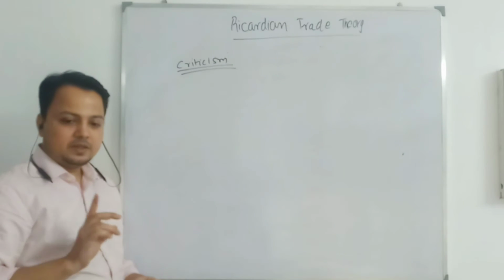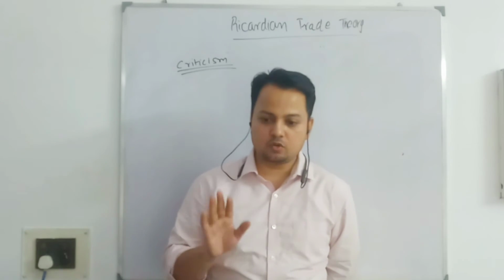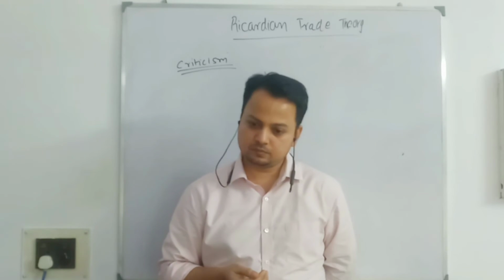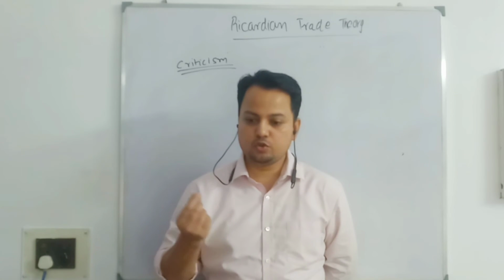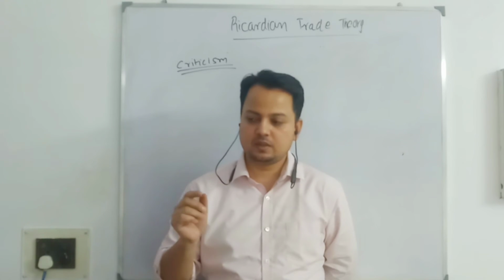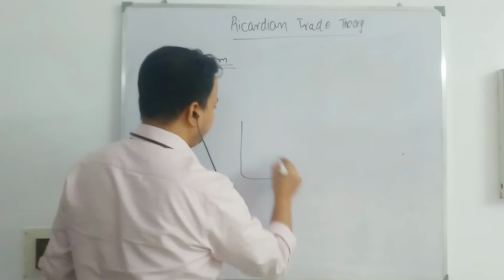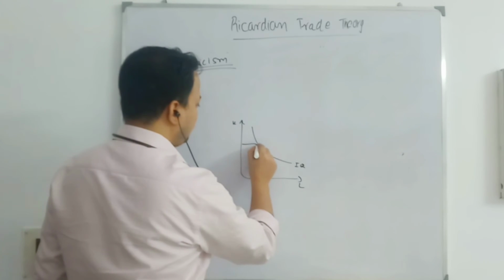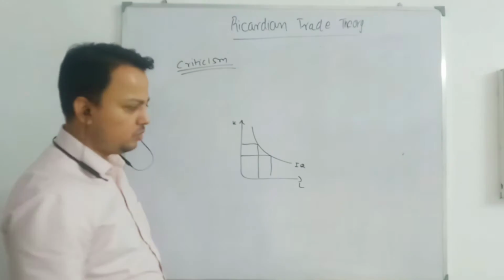It is saying that there is only one factor of production, labor. Second criticism is that labor is homogeneous. But labor is not homogeneous, it is heterogeneous. The quality of labor differs. And one of the assumptions we have taken is that labor is used in fixed proportion. When we say labor is used in fixed proportion, we are not considering other factors of production. If you remember, if we consider two factors of production, say capital and labor, and this is an isoquant, we can use different combinations of labor and capital to produce the same output, right? Yes or no?